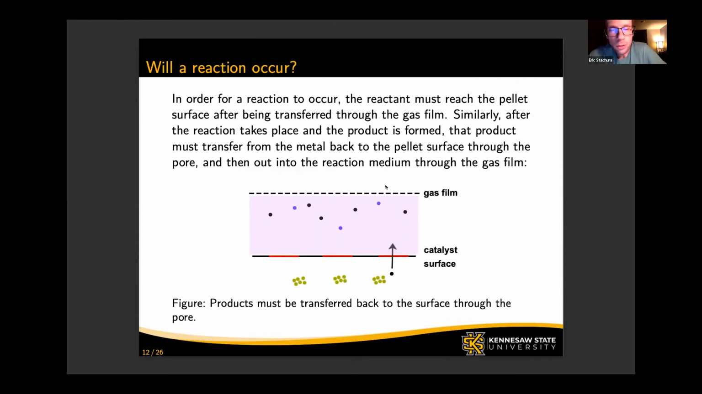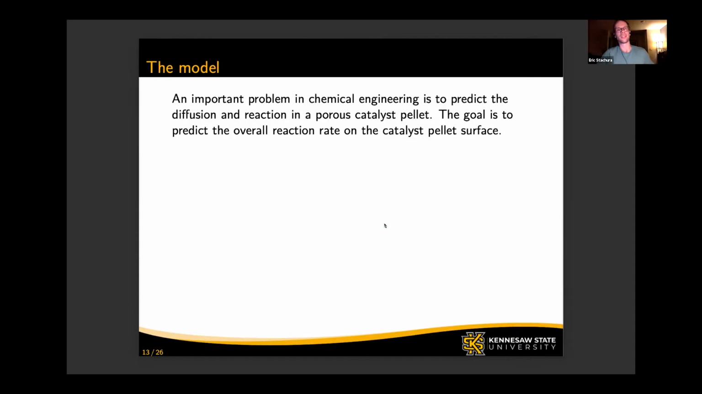So I don't focus too much on the chemical reactions because I tell them this is not a chemistry class, but I give them enough details to get them interested. And so the idea is that if a reaction is to actually occur, the reactant has to go through the pores. And after the reaction takes place and the product is formed, whatever that may be, the product has to actually transfer back through the pore and then out into the reaction medium that goes through the gas film. So I draw a lot of pictures to help them visualize the chemistry that's going on without going into the chemistry equations. That's beyond what we're interested in.